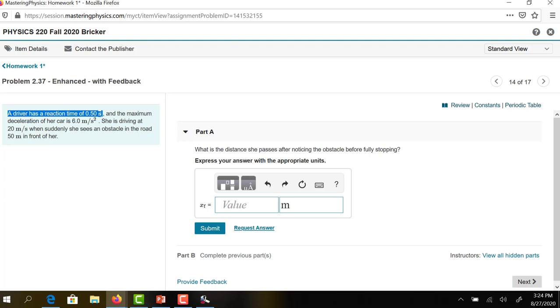So anyway, take a look at this one, and we'll talk about it in class. The only difference for this one is that you're going to travel a certain distance before you even hit the brakes, so you have to take that into consideration for the overall distance. Okay, let's look at the next bit of the notes.